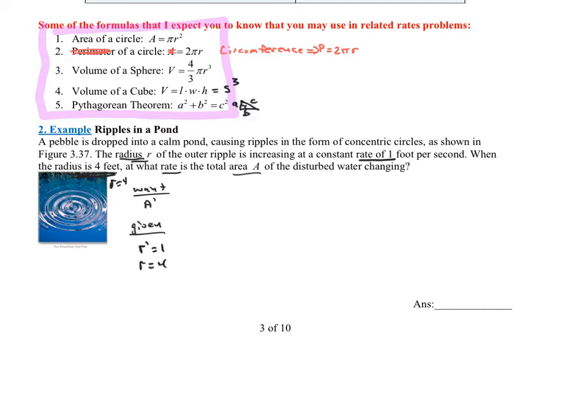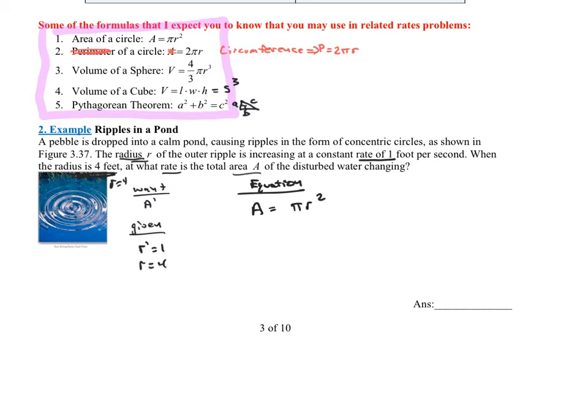So this is where we need to start thinking. And what do I mean by thinking? We have to find an equation. So what equation represents this? We're trying to find the area of what shape? A circle. So you have to remember the equation of a circle is A equals pi r squared.